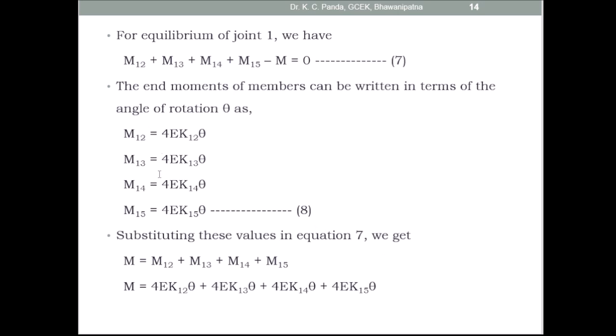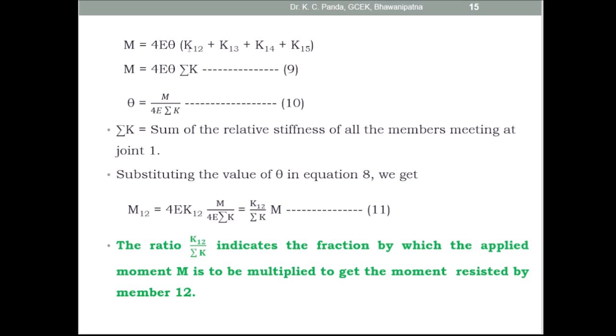So substituting these moments in equation 7, M is equal to M12 plus M13 plus M14 plus M15. Here put the value of M12, that is 4E k12 theta, M13 is 4E k13 theta, M14 is 4E k14 theta, and M15 is 4E k15 theta. After substituting these values, M is equal to 4E k12 theta plus 4E k13 theta plus 4E k14 theta plus 4E k15 theta. Then M is equal to 4E theta bracket k12 plus k13 plus k14 plus k15.